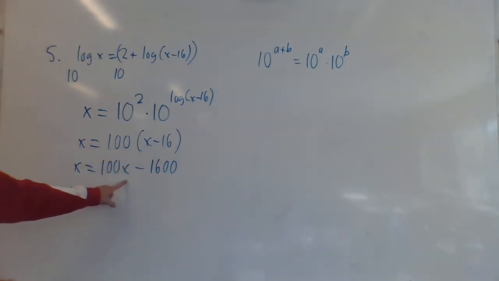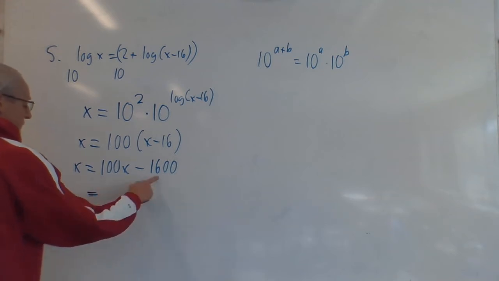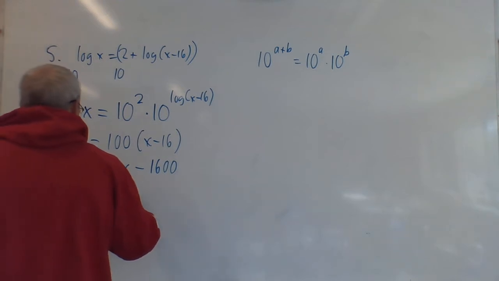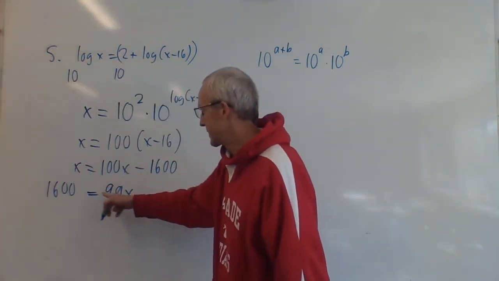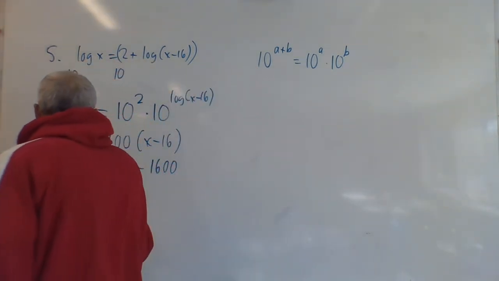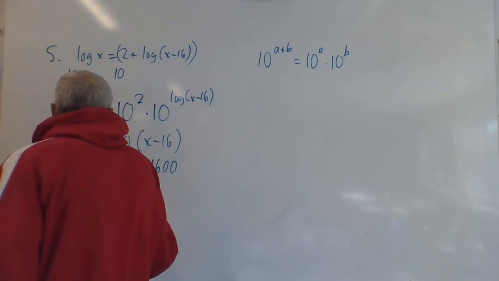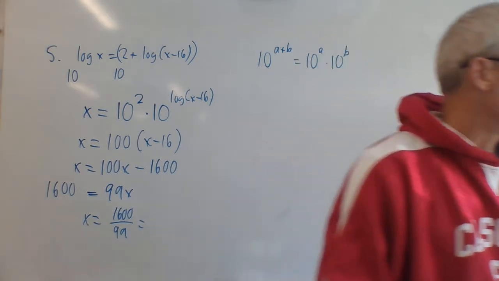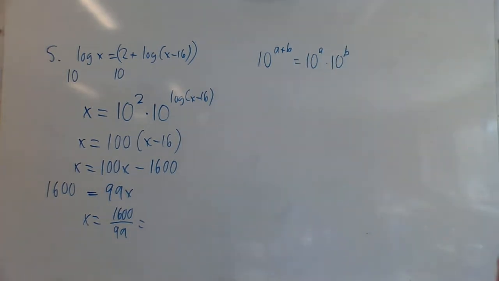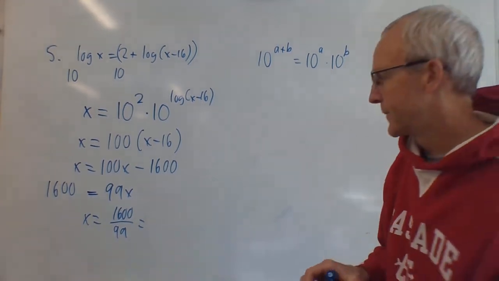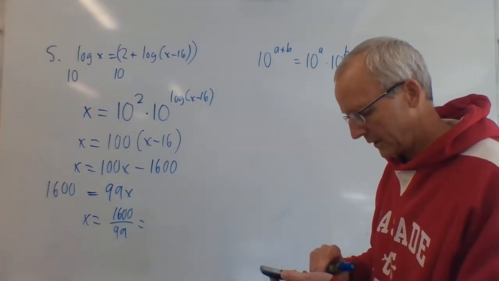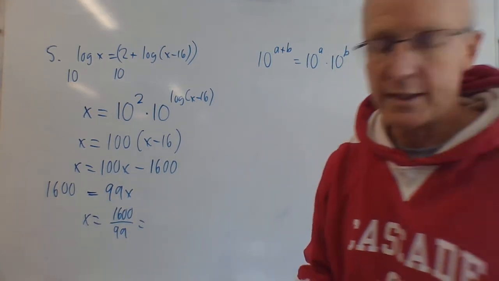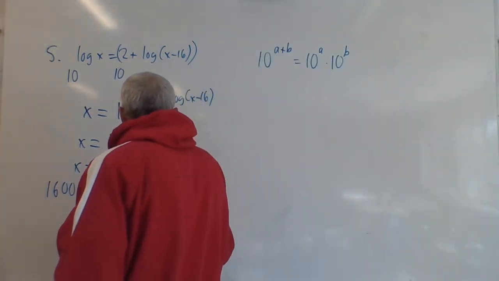Let's put this x over here, make it 99x. Put the 1600 over here. So 1600 is equal to 99x. I think that's right, minus 1, yep. Or x is equal to 1600 divided by 99, which is something a little over 16, right? What do I do with my calculator? Here it is. A little over 16. So 1600 divided by 99, 16.1616, whatever, so about 16.16.